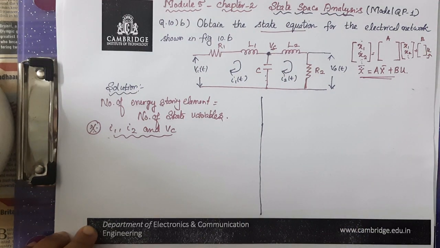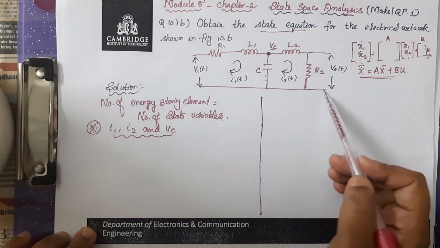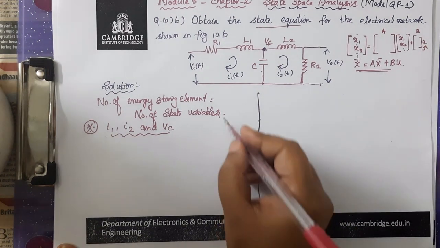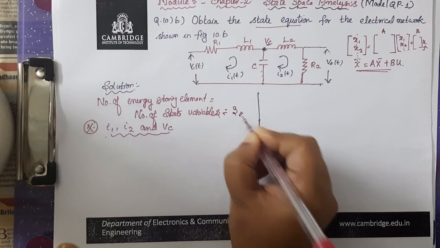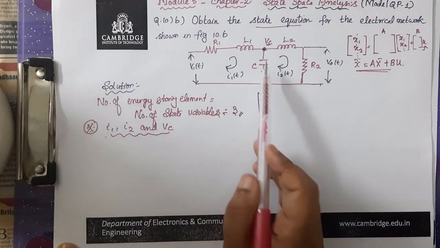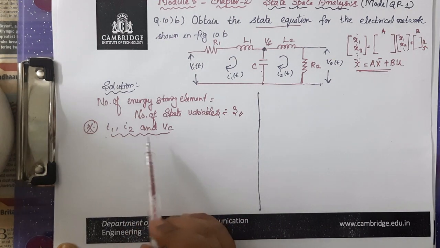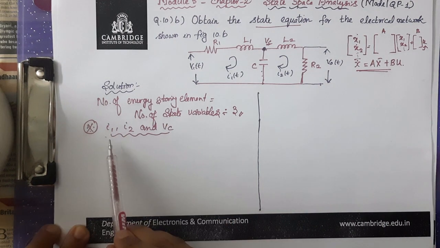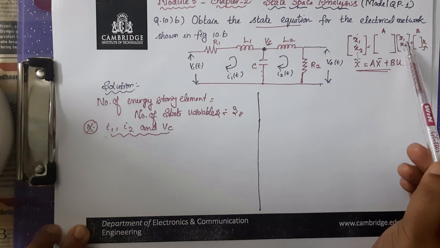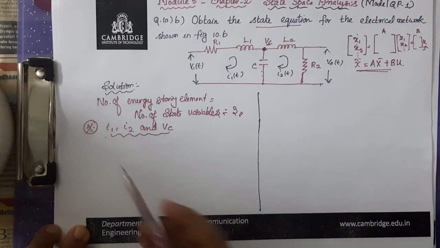Then we have to write the state equation in vector matrix form. And also we have to write the output equation by taking the voltage V0 across the resistor R2. Once after identifying the number of state variables as 3, and representing the current flowing through the inductor and the voltage across the capacitor as the state variables I1, I2, VC, now let me represent these three state variables in terms of the general representation of the state variable as x1, x2 and so on.